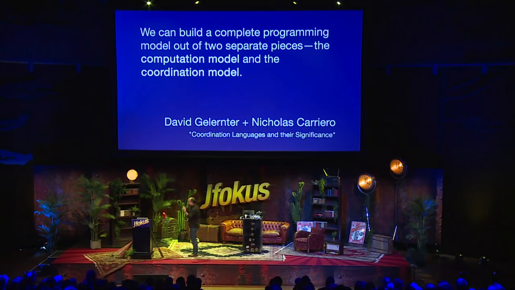David Gelernter and Nicholas Carriero came up with an approach for organizing concurrent systems, which has kind of fallen by the wayside. It inspired Linda, but there is a deeper idea in what they were describing. They talked about coordination languages, and it's a philosophy of architecture I think is particularly attractive, and we are recognizing its value once again. We can build a complete programming model out of 2 separate pieces, the computation model and the coordination model.